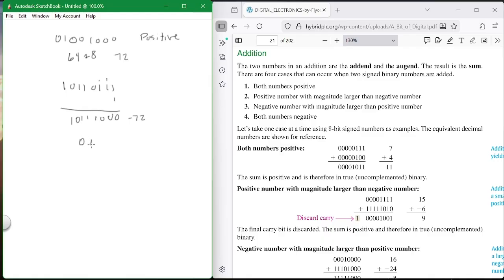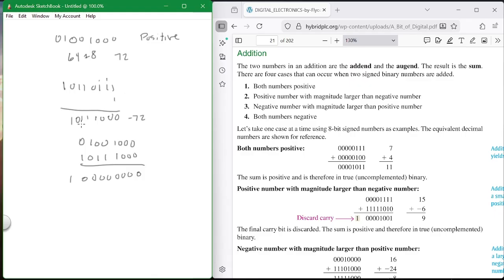And let's do that. 0, 1, 0, 0, 1, 0, 0, 0. Add to that 1, 0, 1, 1, 1, 0, 0, 0. Okay, add these two together and see if you get 0. 0, 0, 0, 0, 0, 0, 0, 0, carry of a 1. So that is a negative 72.